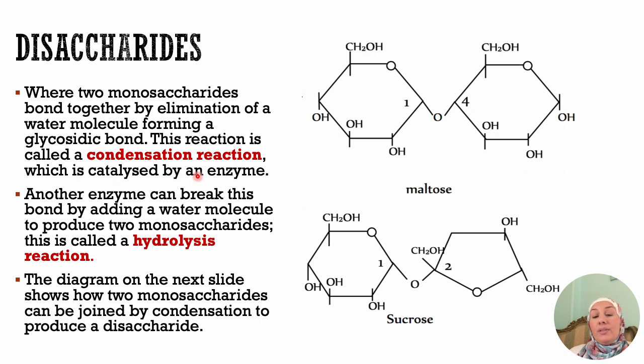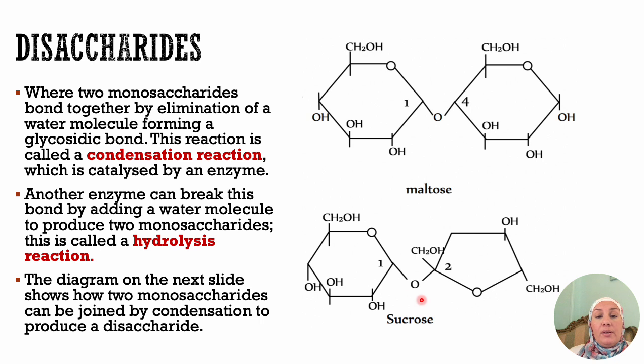This requires the presence of an enzyme because it happens in our living cells. To help it happen at a quick pace, it is catalyzed by an enzyme. The opposite of this reaction is done by another enzyme that does exactly the opposite. Instead of removing water, addition of water helps to break these two monosaccharides apart. We call such a reaction a hydrolysis reaction.